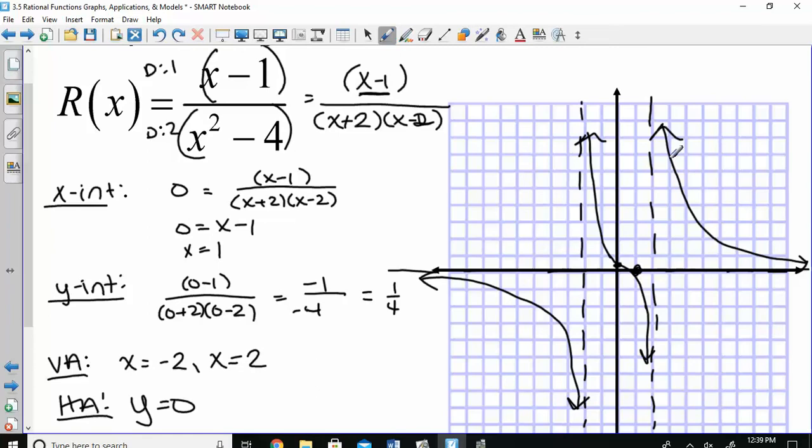So this graph will help you identify if you have any mistakes along the way. If the graph that you're getting on your calculator doesn't fit the information that you've plotted, then you need to take a step back and figure out where your mistake is. Other questions there? So that's all we're doing. We're just going to keep practicing these.